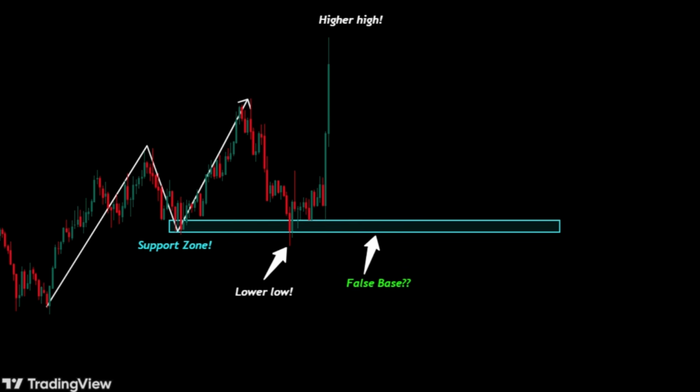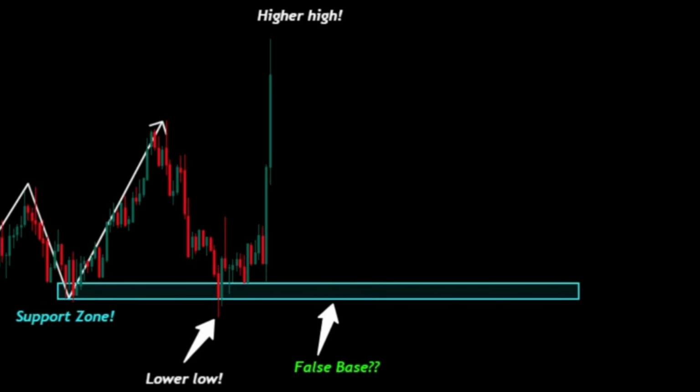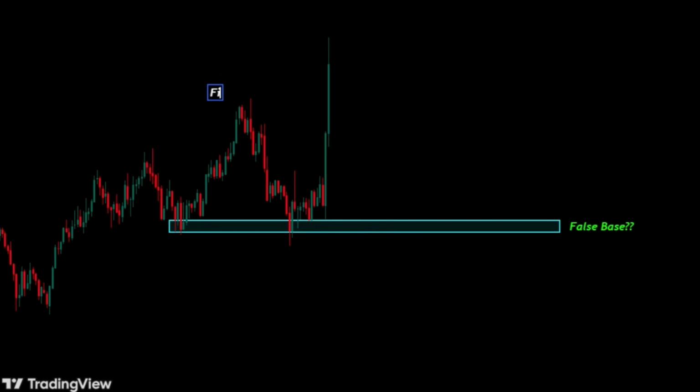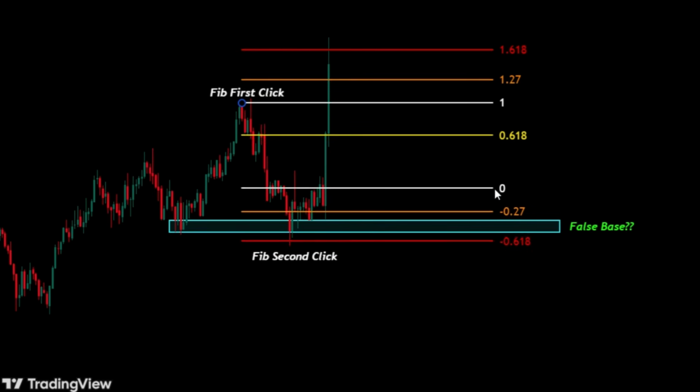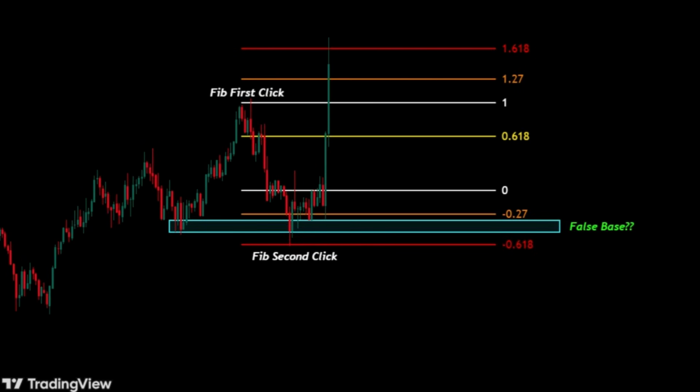Now it is time to apply our Fibonacci to look for potential short opportunities. The first click of Fibonacci should be at the beginning of the corrective wave that eventually created the lower low. The second click of Fibonacci should be placed exactly on the ending point of that lower low or the breakout. One extremely important detail is that the end of the lower low, which is the second click, must be exactly on the -0.618 level and not 0 like in traditional Fibonacci methods.